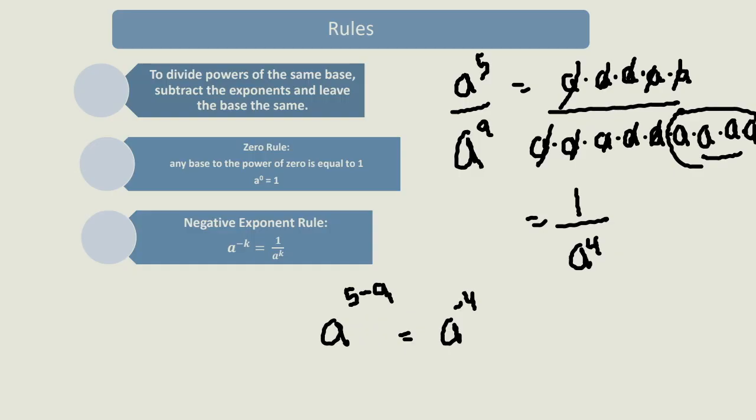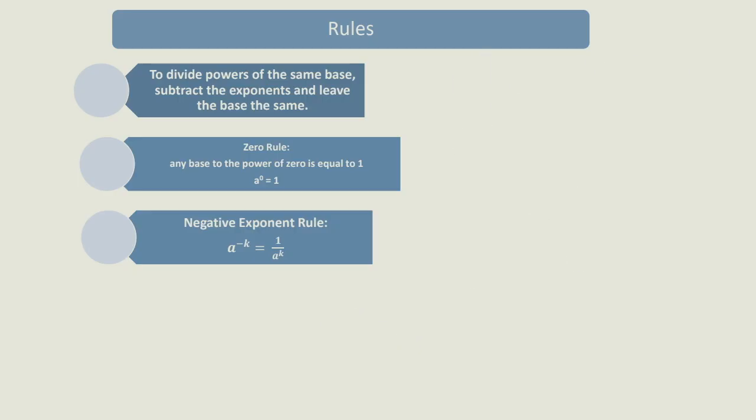So if ever you see on an answer key 1 over, or the numbers on the denominator on the bottom, if we wanted to bring that up, we could bring it up and make it a negative exponent. So another example of that.